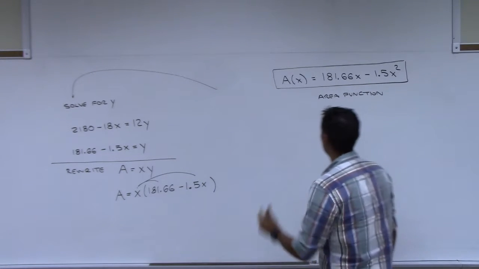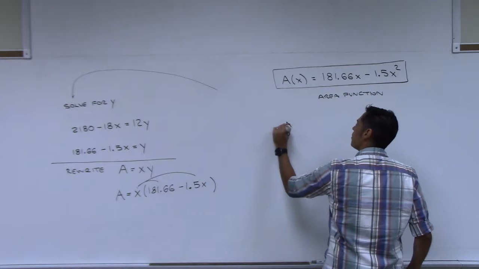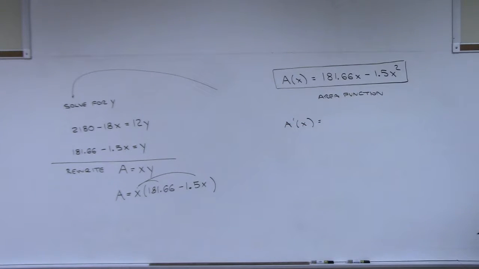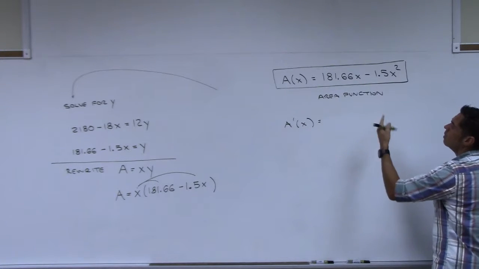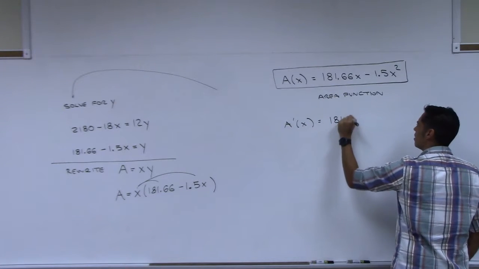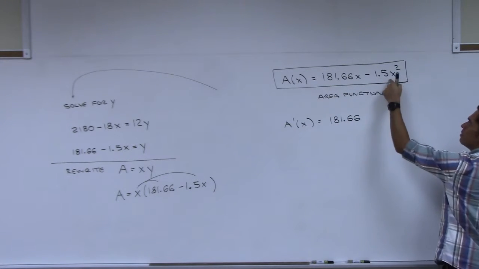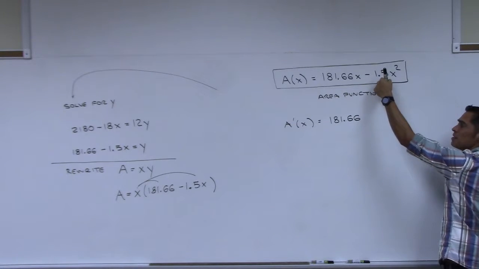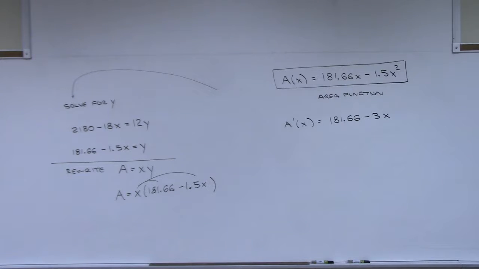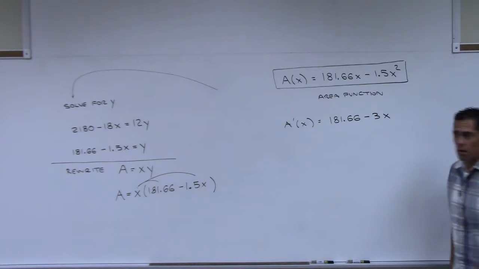So let's do this. I'm going to take the derivative of this function. And what would the derivative of this function be? Okay, so derivative of that right there is 181.6. That's all right. You can do it the other way. Then derivative of this, the 2 comes down, multiplies times that. You should get negative 3x. What do I do with that? Set it equal to 0.